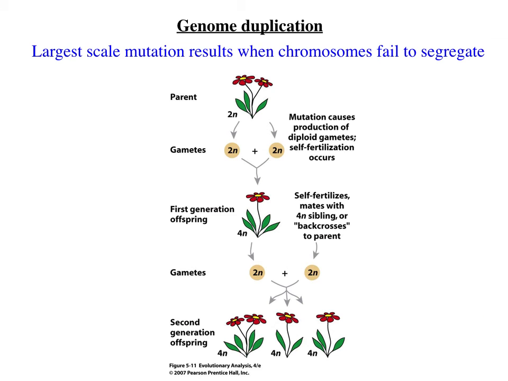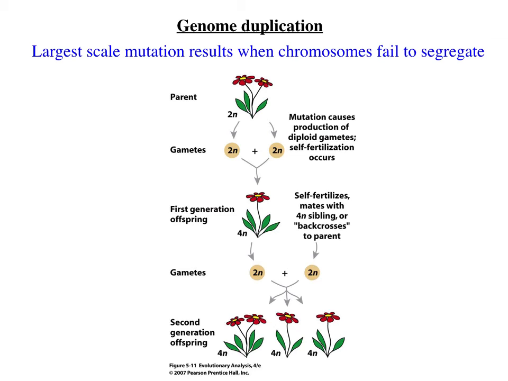Another kind of chromosomal mutation is what we call genome duplication. This is a large-scale mutation that results when chromosomes fail to segregate during meiosis and the production of the gametes. They then fuse together and form tetraploid organisms rather than diploid organisms. Just a reminder, a diploid organism is an organism that has two copies of each of the chromosomes. Humans are diploid organisms.